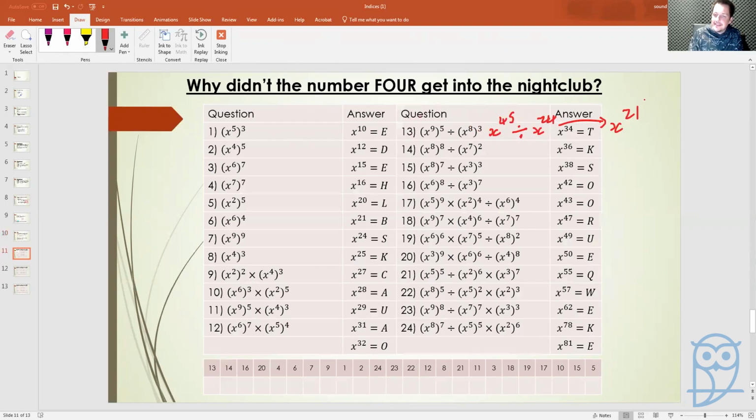I now need to link this answer with a letter. And you'll notice that all of these exponents are actually in ascending order, starting from the lowest there and finishing with the largest there. So we look for 21, x to the 21 links to b, and therefore we write b in the block.